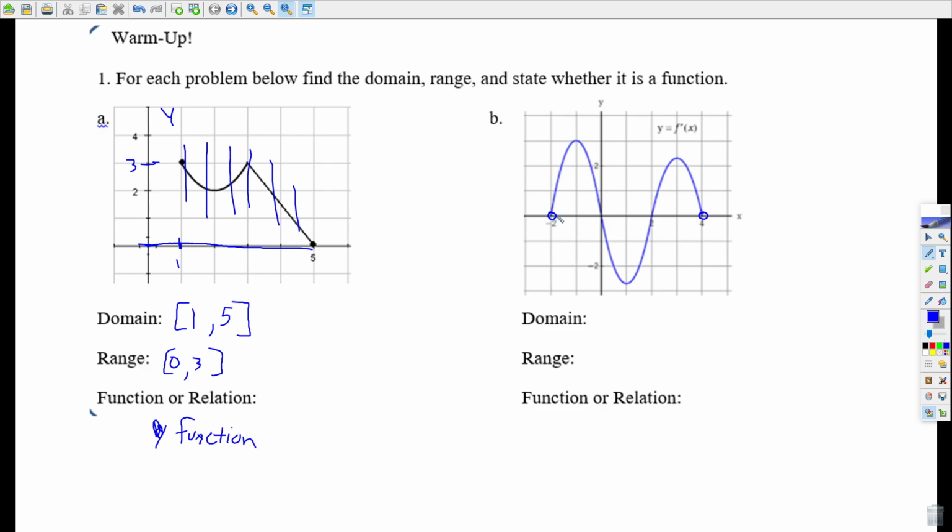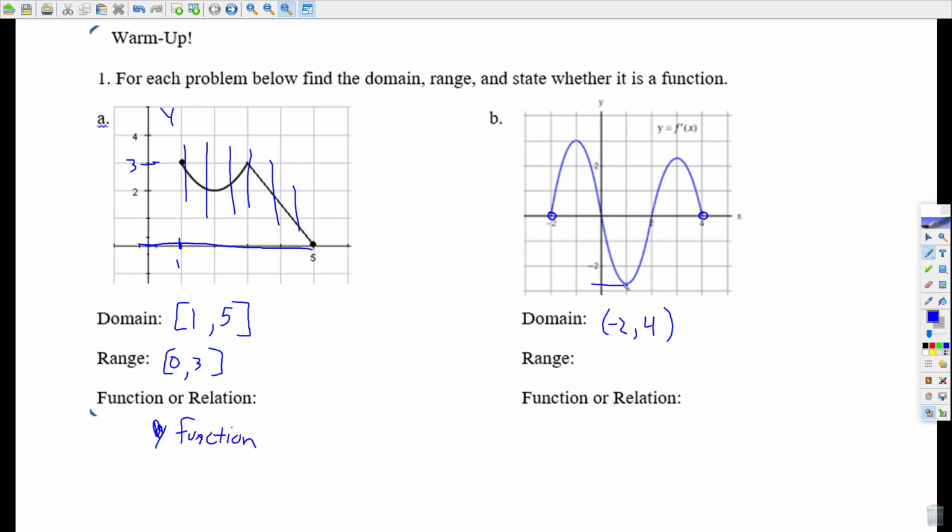Domain for the second one. These have both open circles. I'm not sure if that's like that in the notes or not, because I added them in. Domain is farthest left, farthest right. So if we look at this, open circles, parentheses are going to be on both left and right. Farthest left is -2. Farthest right is 4.